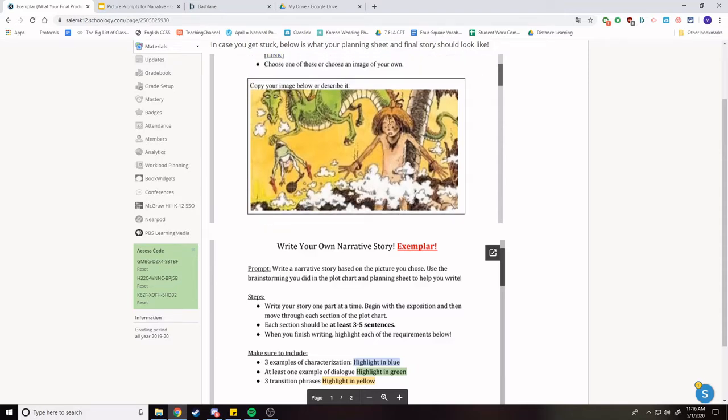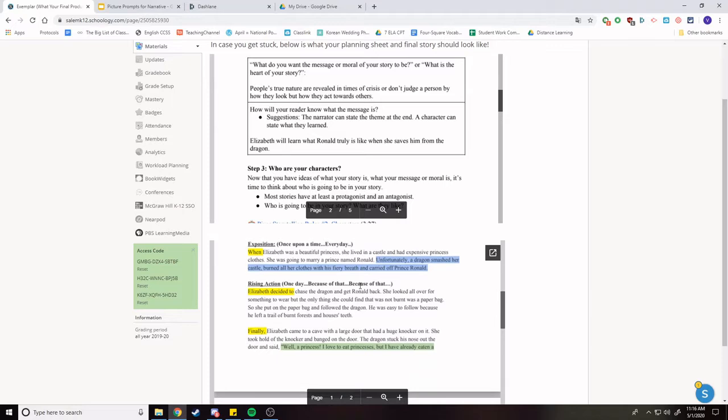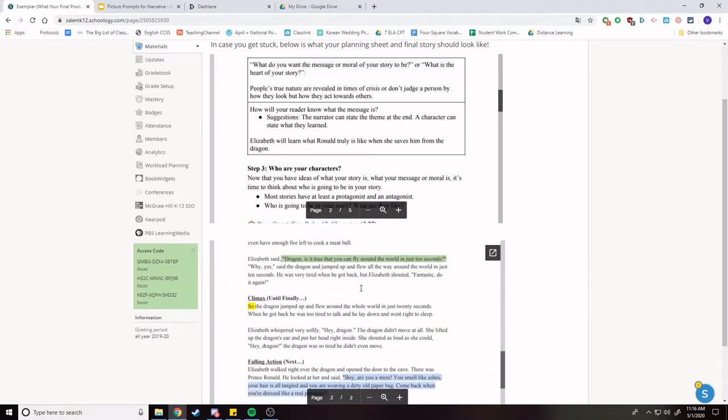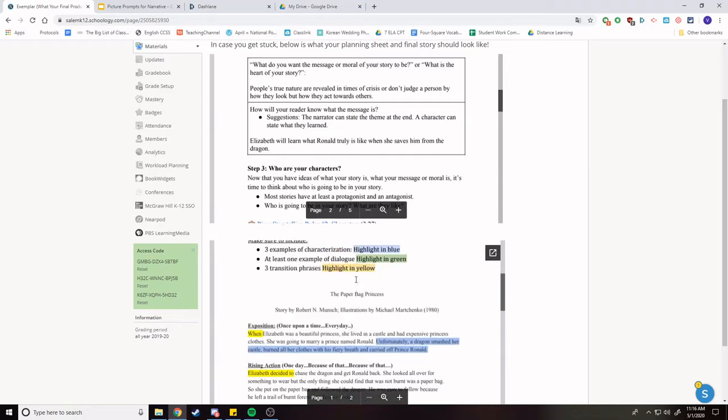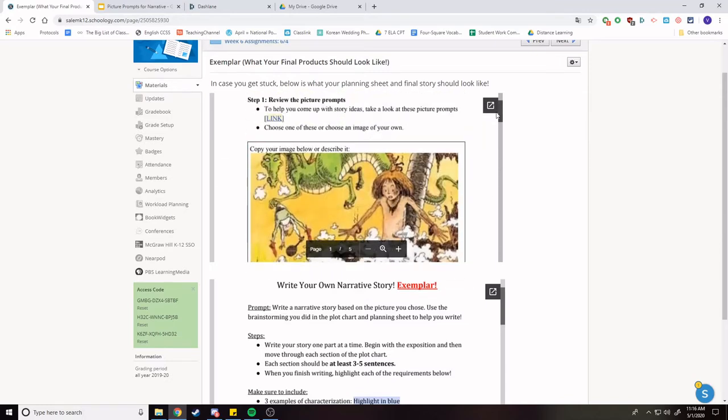So I used The Paper Bag Princess and put that in there just so that you can see what the author's writing process might have looked like while planning out the story, but also what the story will look like in this document, and what parts are highlighted and what parts you have to highlight. So I'm not going to go over this whole worksheet. I'll go over a few parts just because I want to keep this video short.